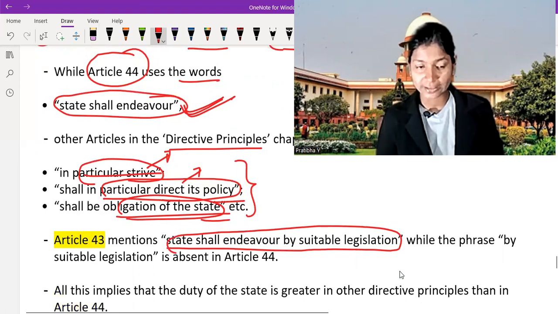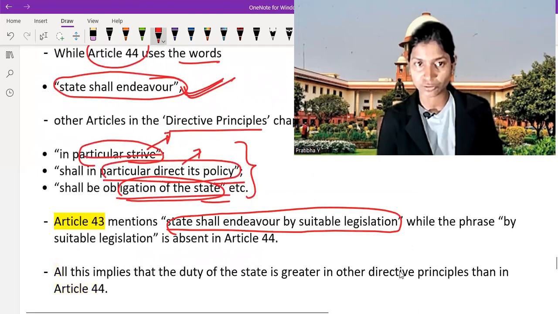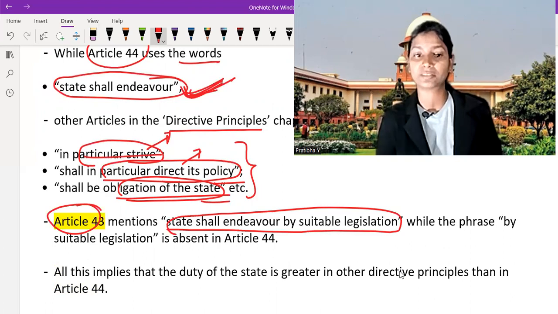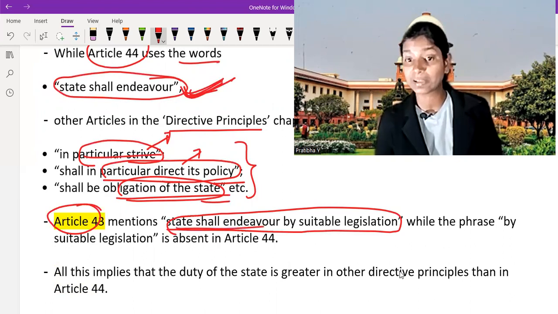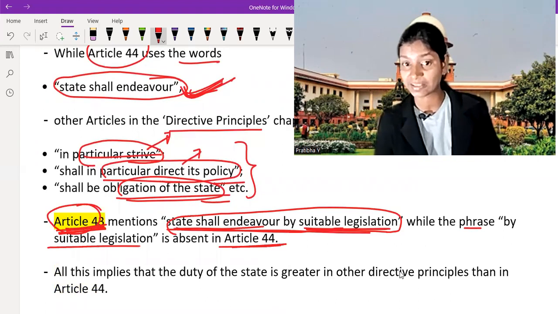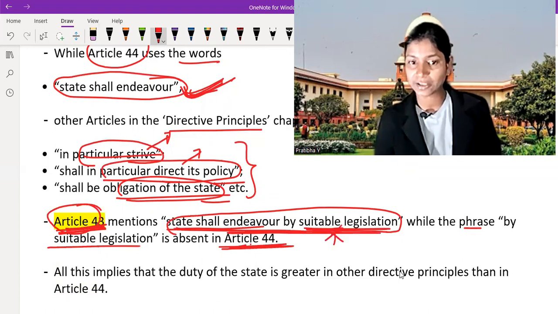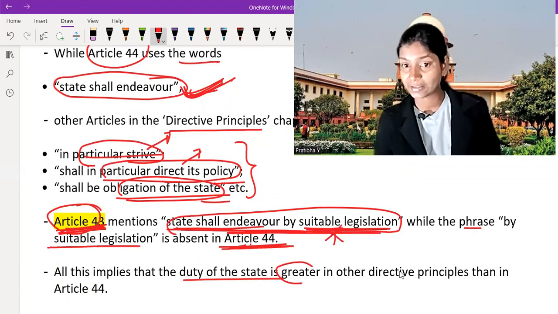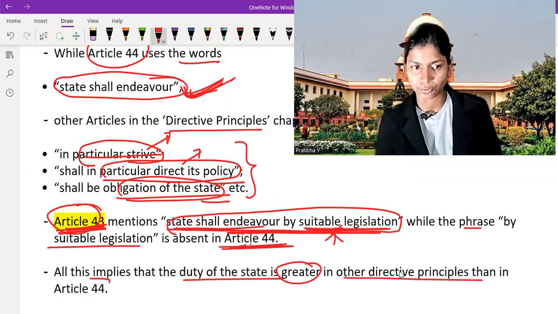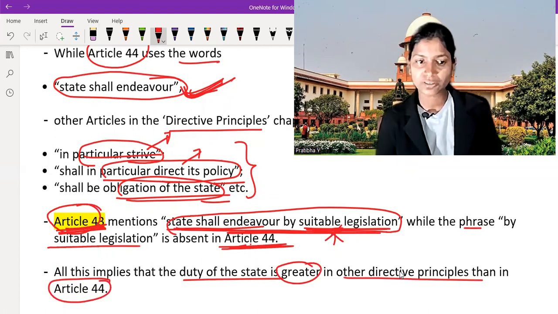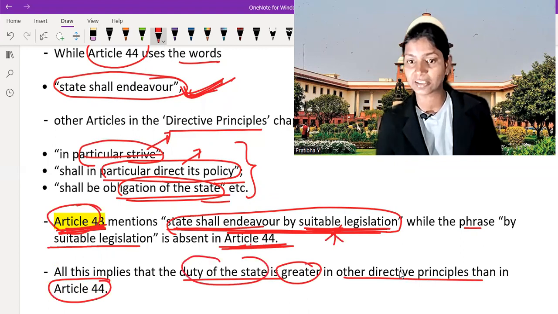So in Article 33, it is mentioned that it says endeavor, which is also written in Article 44. But the difference is that other articles mention states shall endeavor by suitable legislation, while the phrase by suitable legislation is absent in Article 44. All this implies that the duty of a state is greater in other directive principles than in Article 44.